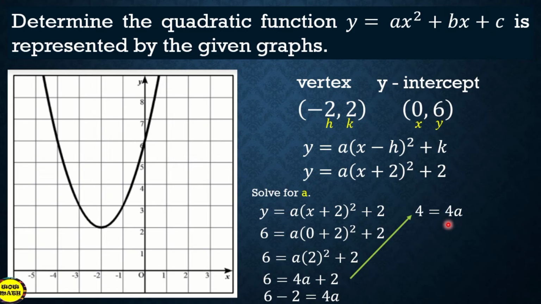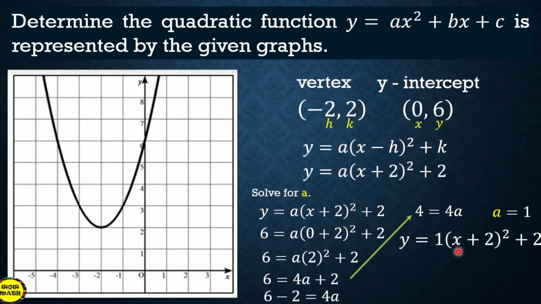To solve for a, divide both sides by 4. So, this is 4 divided by 4, that is 1. So, makakancel yung 4. So, therefore, a is equal to 1. So, balik tayo dito. So, that is y is equal to 1 times x plus 2 squared plus 2. So, ibig sabihin, yung value ng a natin is 1. So, sa equation naman natin, kapag yung a natin is 1, hindi na natin nilalagay. So, pwedeng tanggalin nyo na yan.